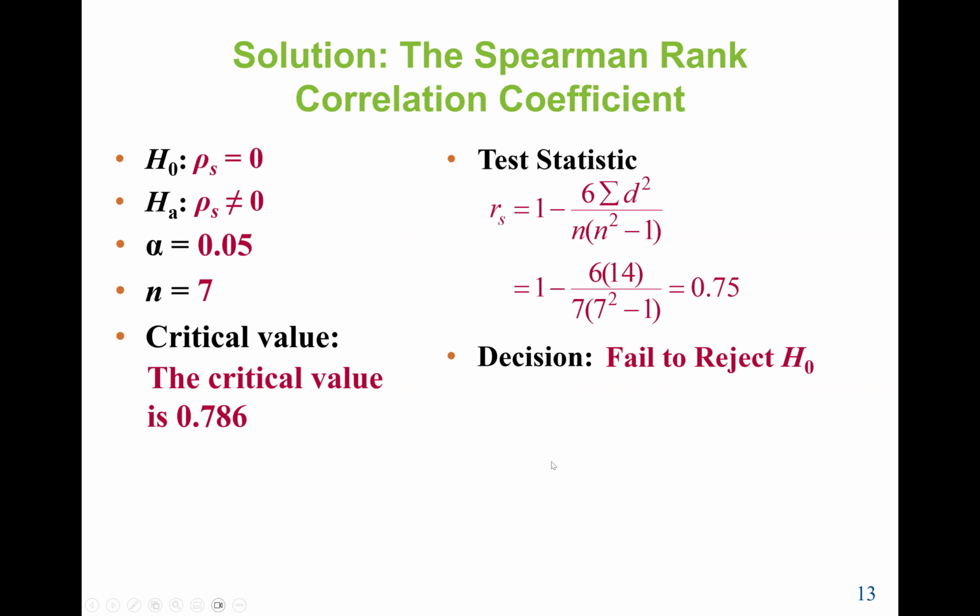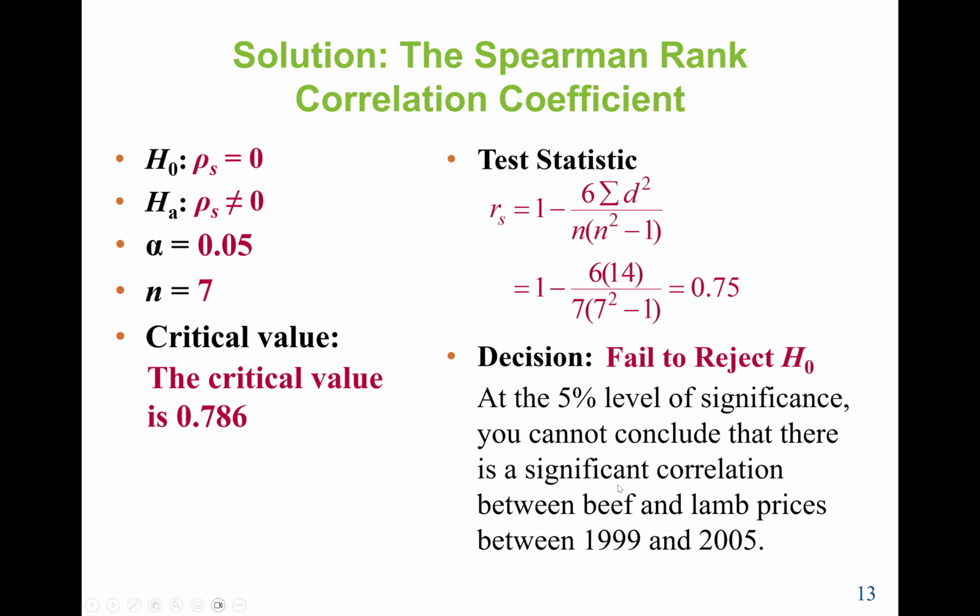Actually, when you look at the data, you see that sometimes the beef price goes up, the lamb price goes down. Sometimes the beef price goes down, the lamb price stays up or down. So just looking at the data, we can see that there's no correlation. So we can put it in our interpretation. We use 5% alpha or 0.05. So we say that at the 5% level of significance, you cannot conclude that there is a significant correlation between the beef and the lamb prices from 1999 to 2005.